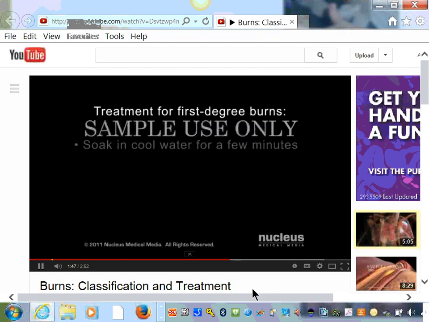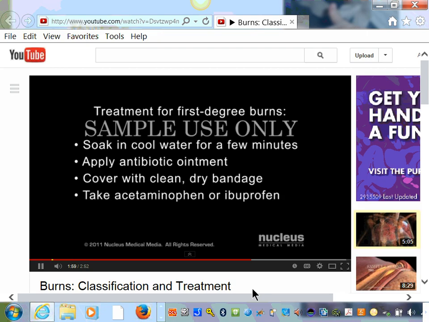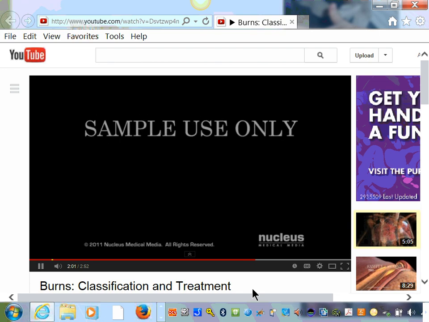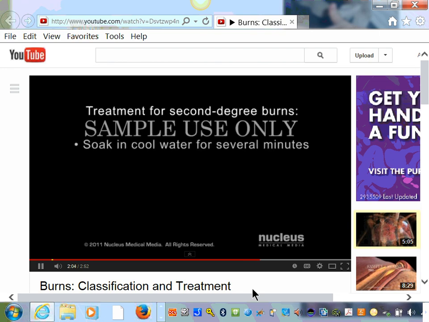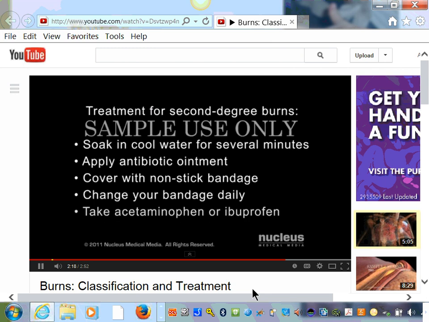You can treat your first-degree burn by soaking it in cool water to soothe the tissue. Apply an antibiotic ointment and cover with a clean, dry bandage. You can take acetaminophen or ibuprofen for pain. Care for a second-degree burn by soaking in cool water for several minutes. Apply an antibiotic ointment to prevent infection and cover with a clean, dry, non-stick bandage. Change your bandage every day and make sure your hands are clean. Acetaminophen or ibuprofen may help with pain and swelling.